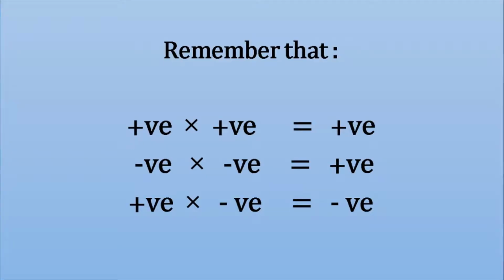Remember that when we multiply a positive number by a positive number, the result will be positive. And when we multiply a negative number by a negative number, the result will be positive. And when we multiply a positive number by a negative number, the result will be negative.